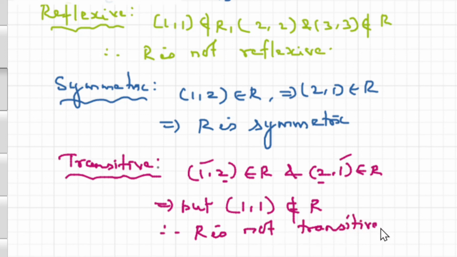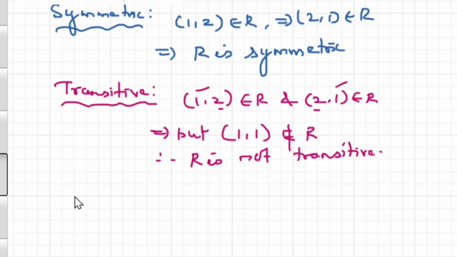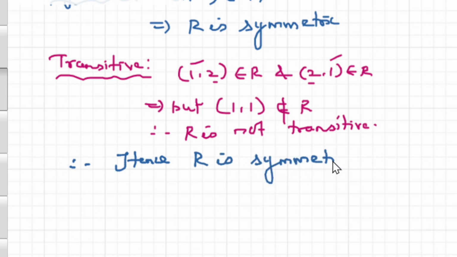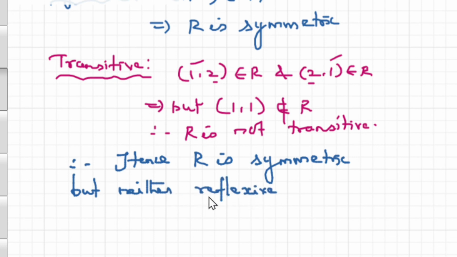And in this problem, the symmetric condition alone is true, all the remaining are false, and hence R is symmetric but neither reflexive nor transitive.